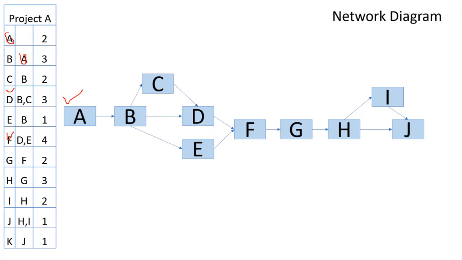this was the fencing and this was the walkway. So once these two are completed, then we can go for the final inspection, and this is the handover. So J is the inspection and K is the handover. Now let us assign the duration to all these activities.